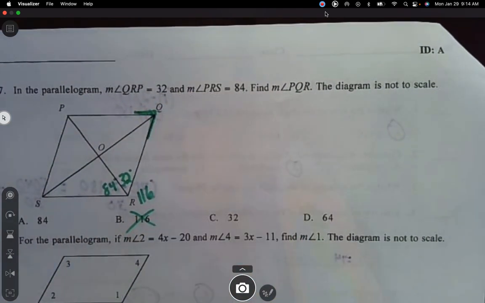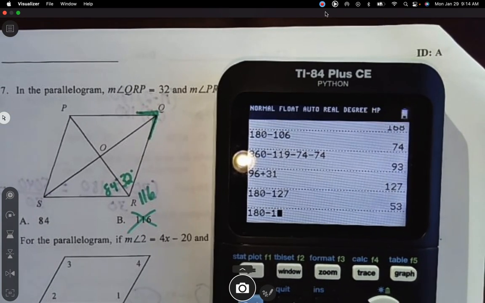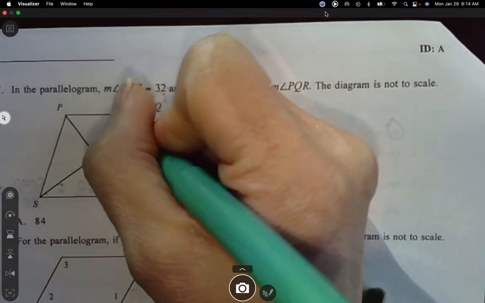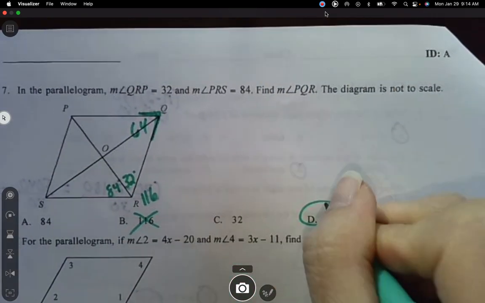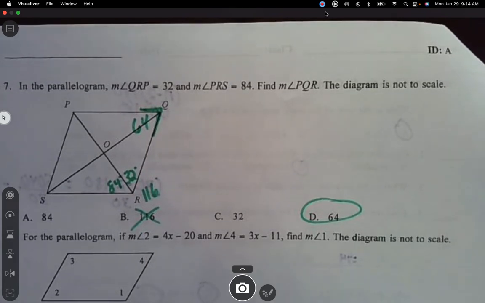To find this angle, I take 180 minus 116. And it's what? 64. That's the answer. Did y'all remember that one? Yeah, kind of. Okay.